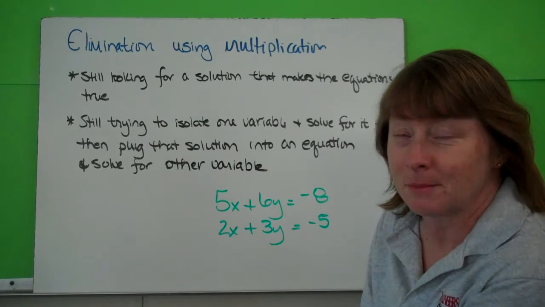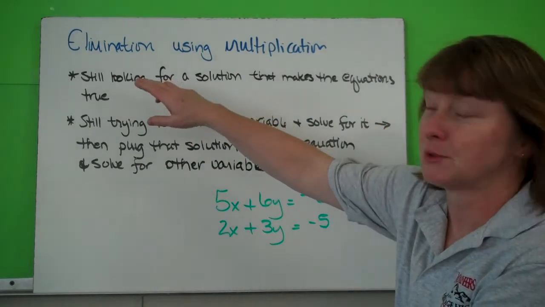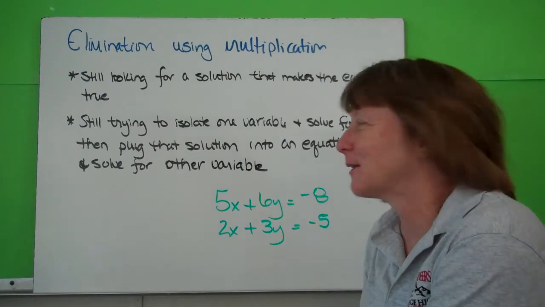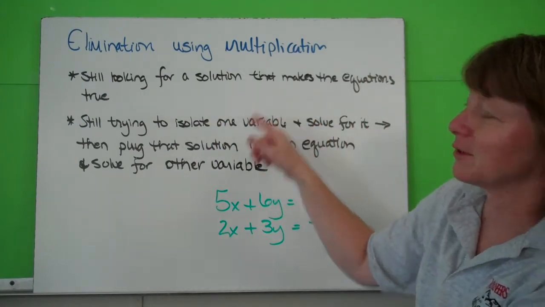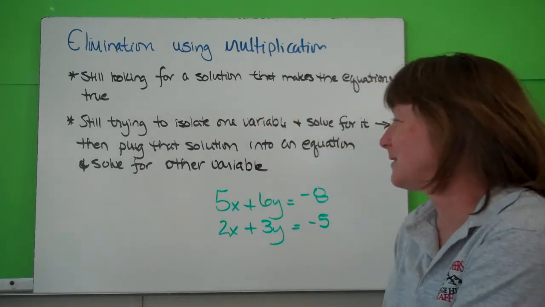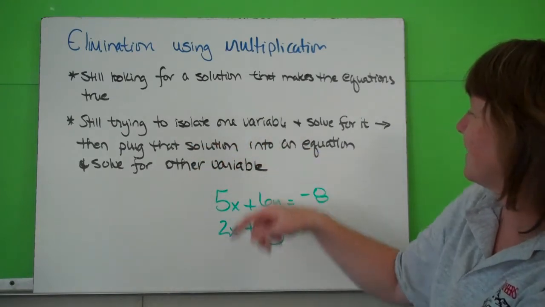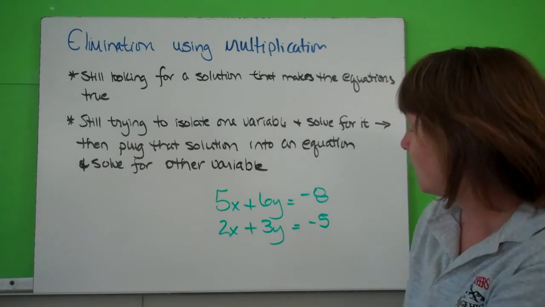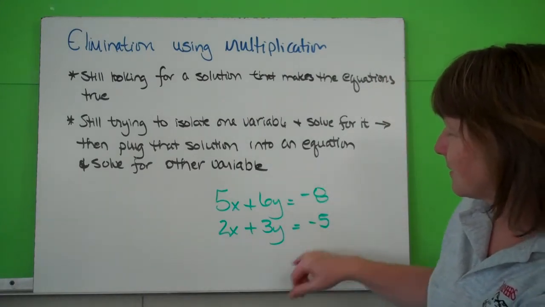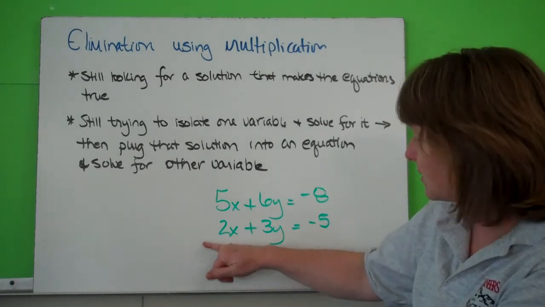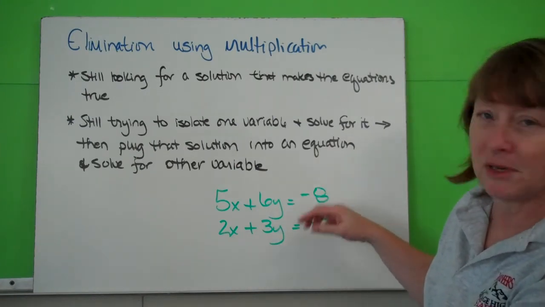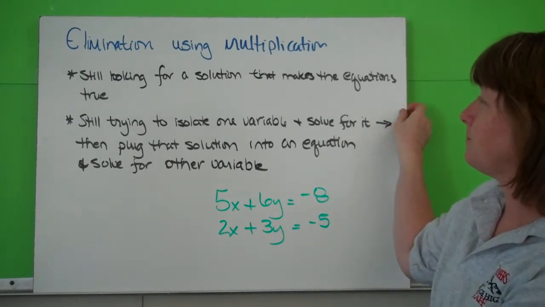One of our learning objectives is learning to do elimination using multiplication in systems of equations. We're still looking for a solution that makes both equations true. We're still trying to isolate a variable and then plug it back in to find the other variable. What we're looking at are problems like this. You see there are no coefficients that automatically cancel each other out, so we're going to have to do some manipulation to get that to work.